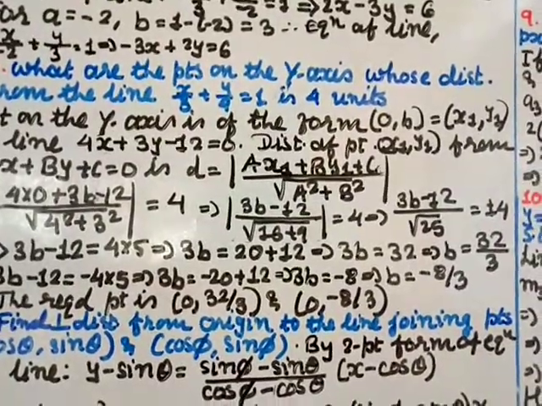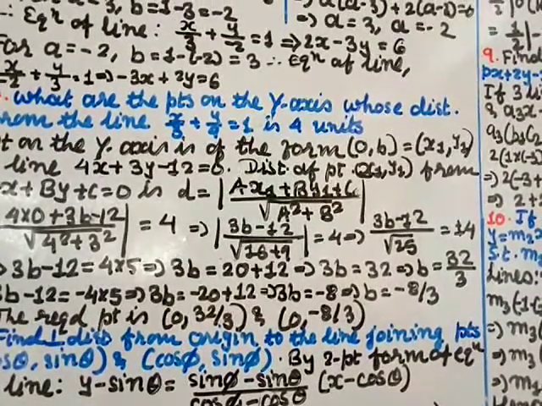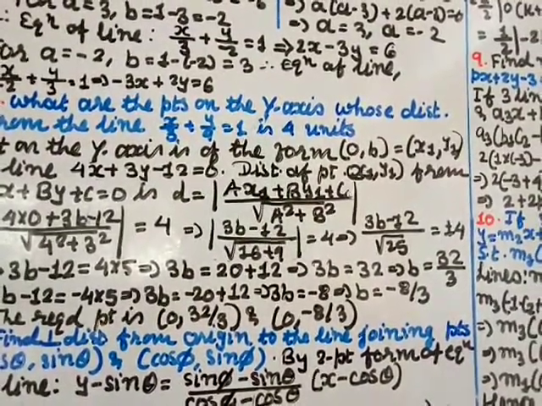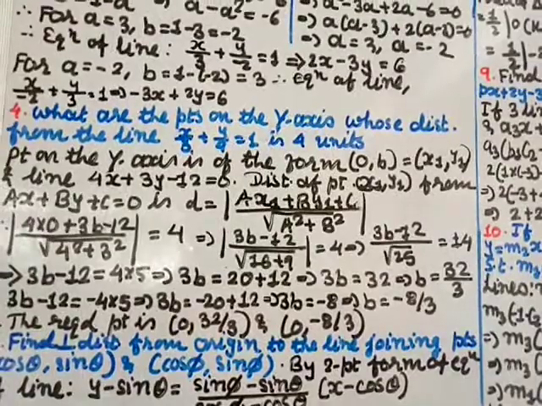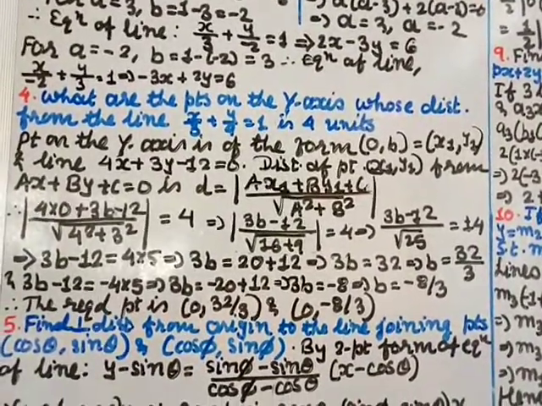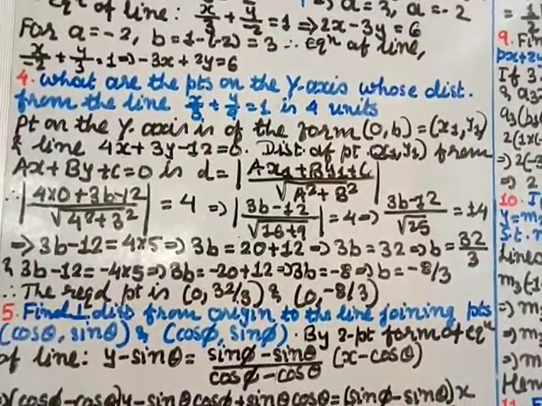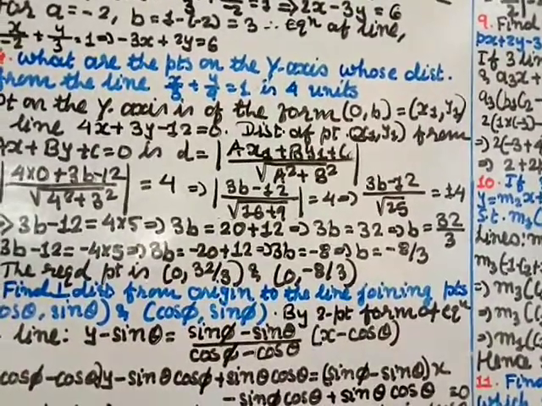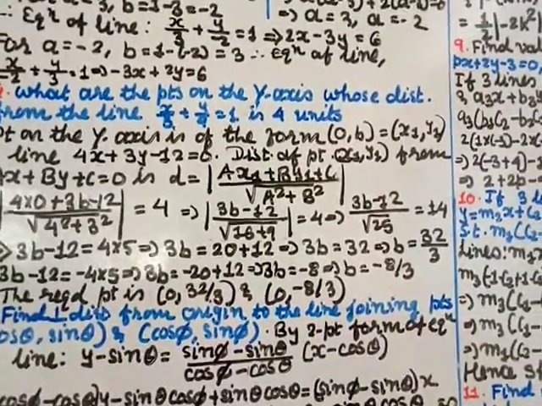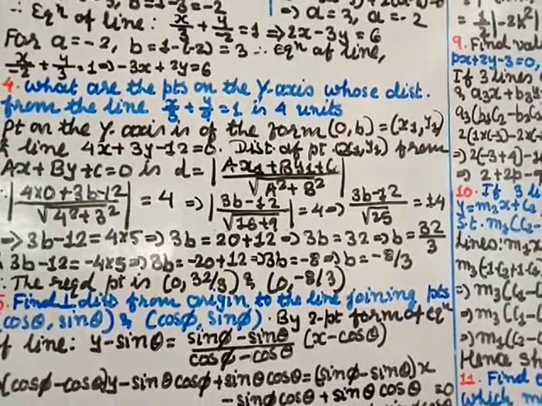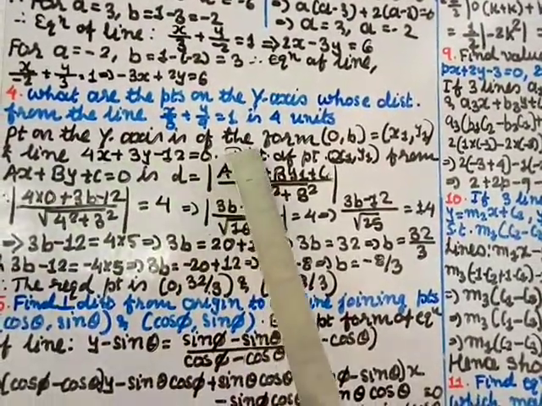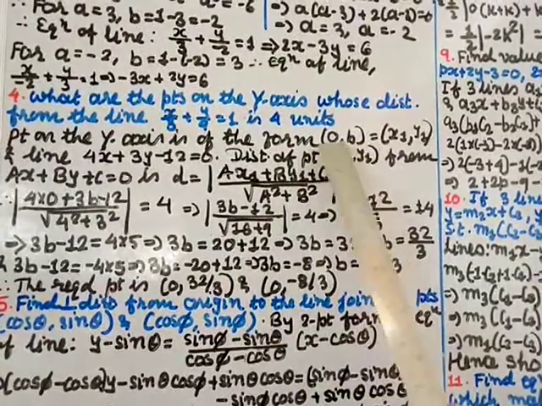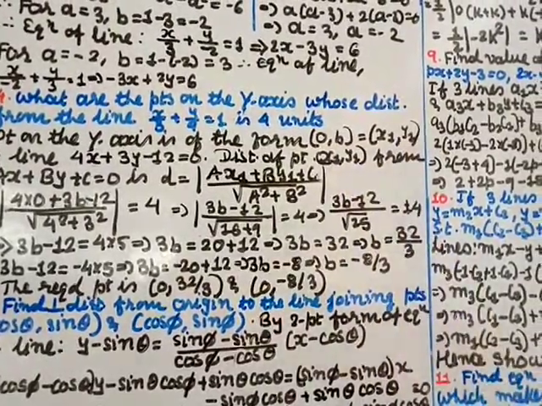Question number 4. What are the points on the y-axis whose distance from the line x by 3 plus y by 4 equals 1 is 4 units? Now they have given us a point on the y-axis. So a point on the y-axis is of the form (0, y). Here I take (0, b). This is like x1 and this is my y1.